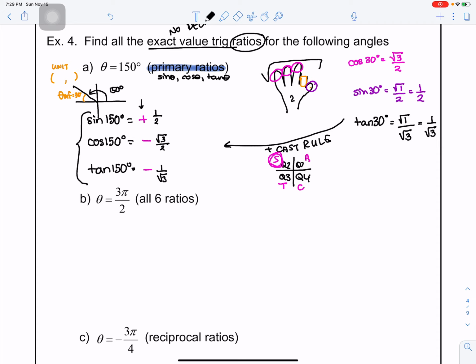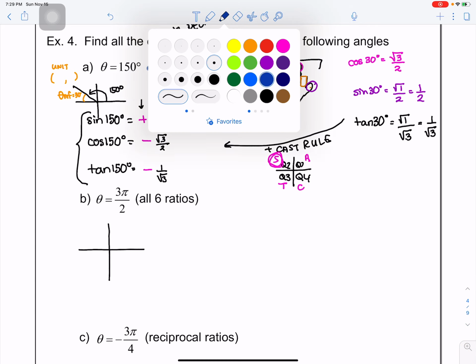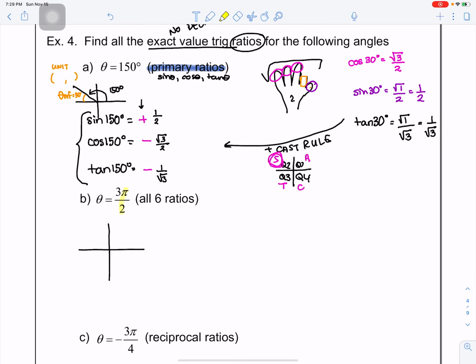Now 3 pi over 2, this one doesn't really form a nice reference triangle at all. When I look at this angle, I'm highlighting the base angle, which is 90 degrees, and I do 3 multiples of 90. So 0 to 90 is 1, 180 is 2, 270 is 3 multiples of 90.